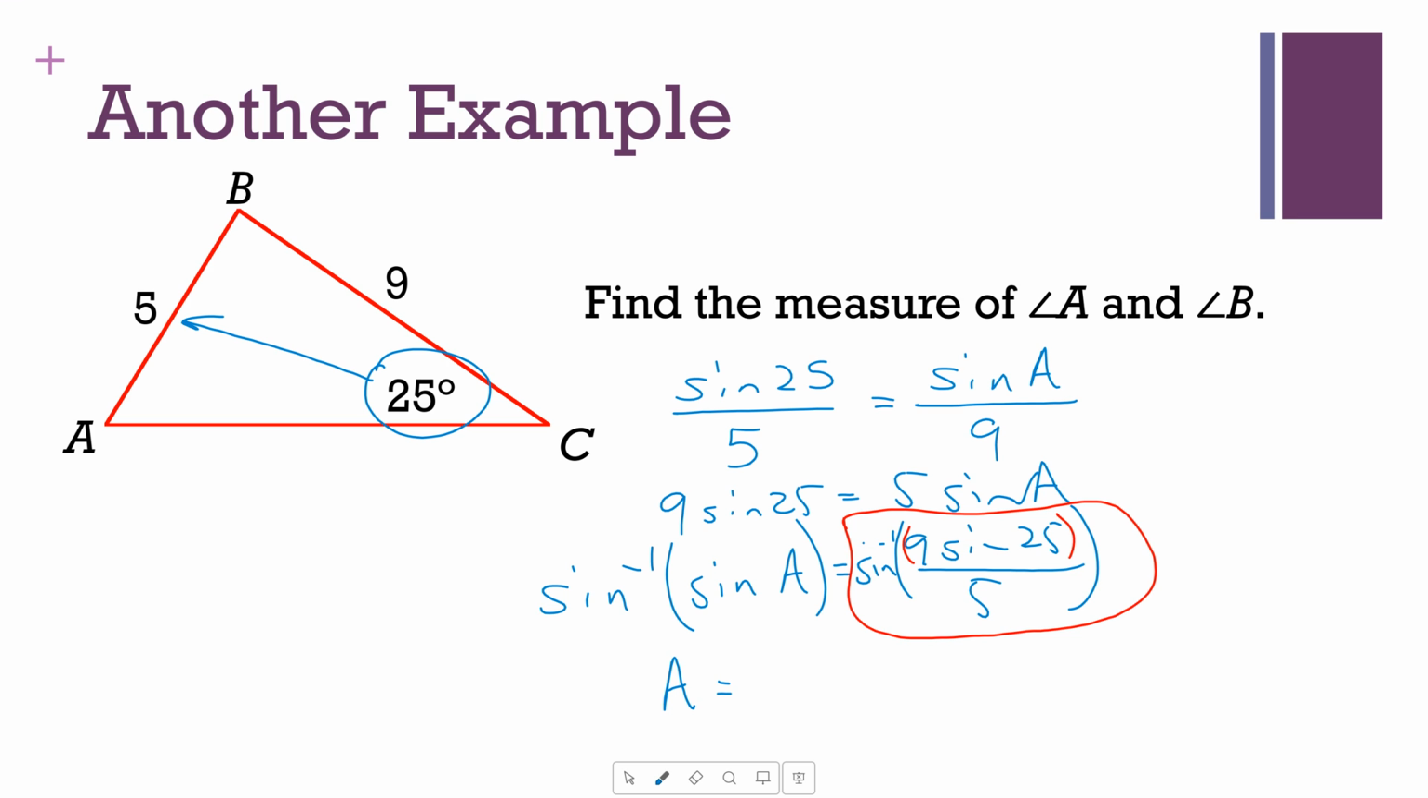Bigger. Good. So you better get an answer bigger than 25. I just solved this, and it's just the same thing. All right, 49.5, yes? All right.